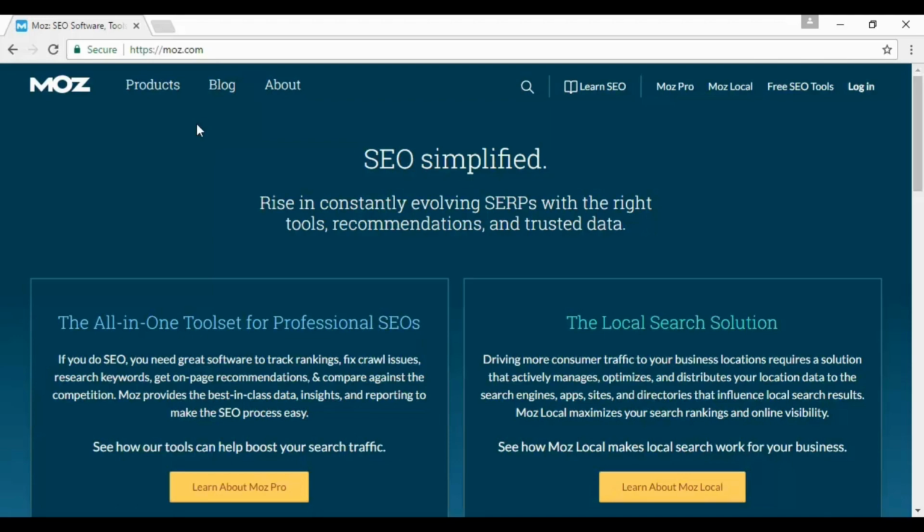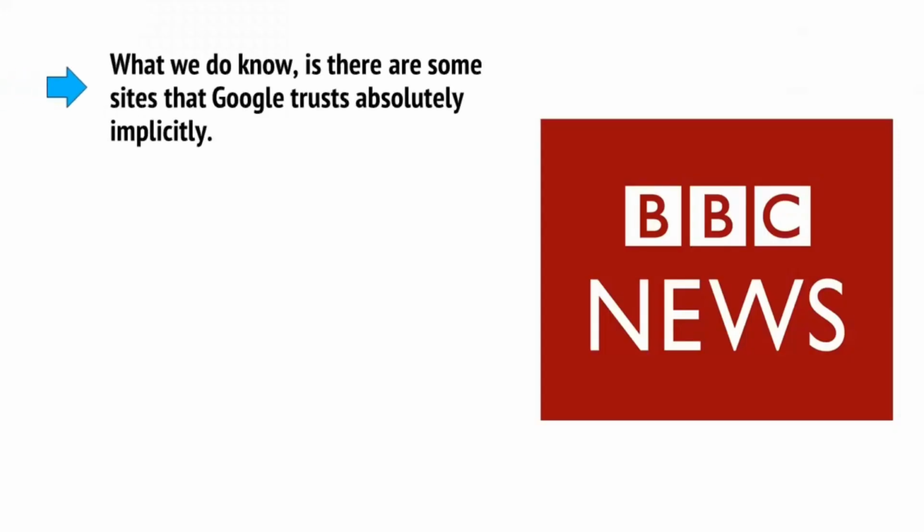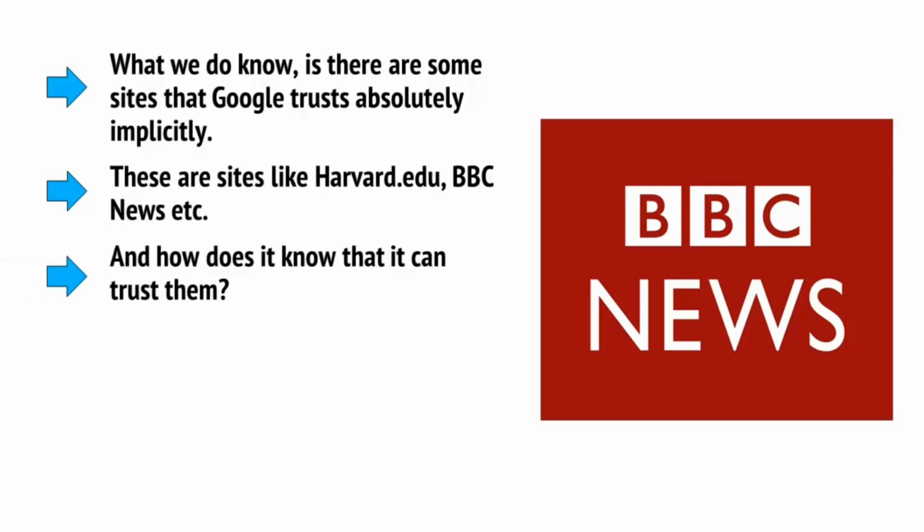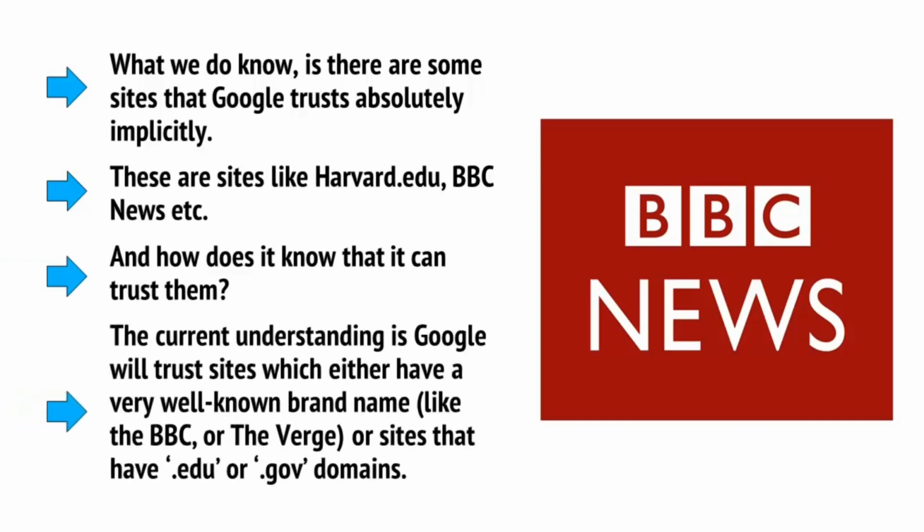What we do know is there are some sites that Google trusts absolutely implicitly. These are sites like harvard.edu, BBC News, etc. And how does it know it can trust them? Well, the current understanding is that Google will trust sites which either have a very well organized brand name, like the BBC or The Verge, or sites that have .edu or .gov domains.